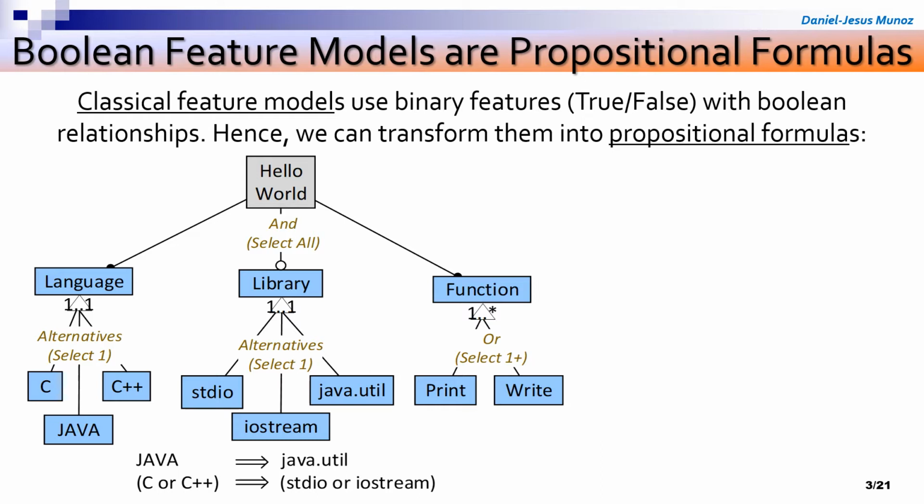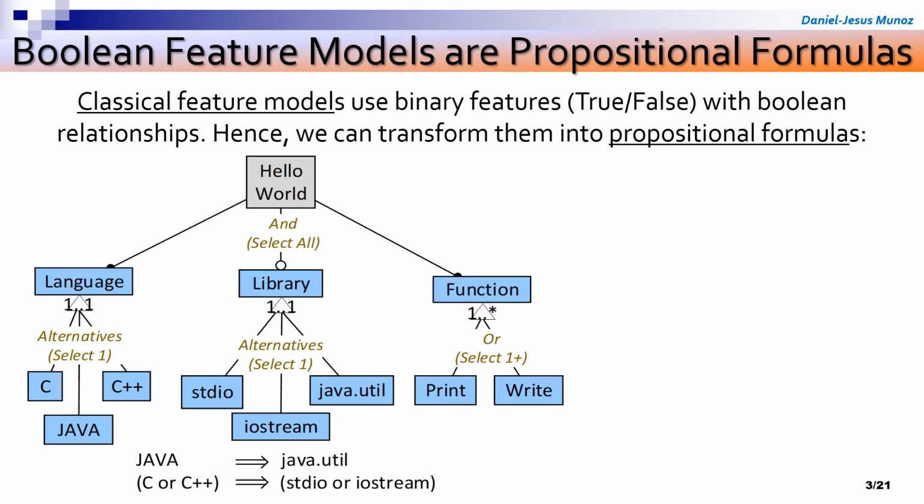The example is simple. It's a hello world software that we all use when we start learning programming. We have the language, the libraries, and the functions. And there is some compatibility between the languages and the libraries they can use. Those are the constraints down below.